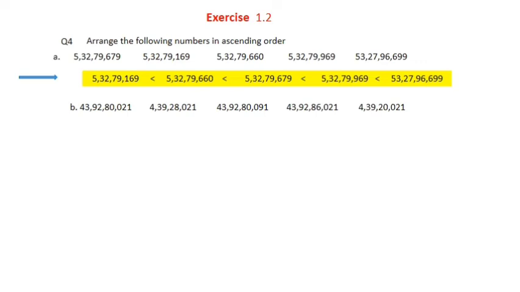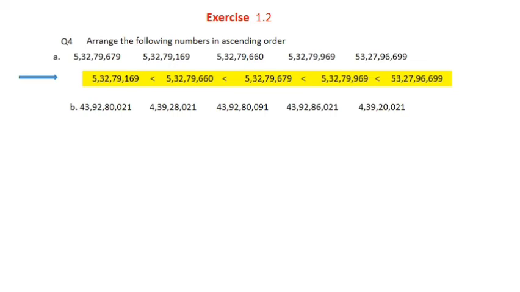Now let's see the lakh place. This is 39 lakh, 39 lakh. Both have the same numbers. Then 28,000 and 20,000. 20,000 is smaller. That means this number 4 crores 39 lakh 20,021 is smaller than 4 crores 39 lakh 28,021.